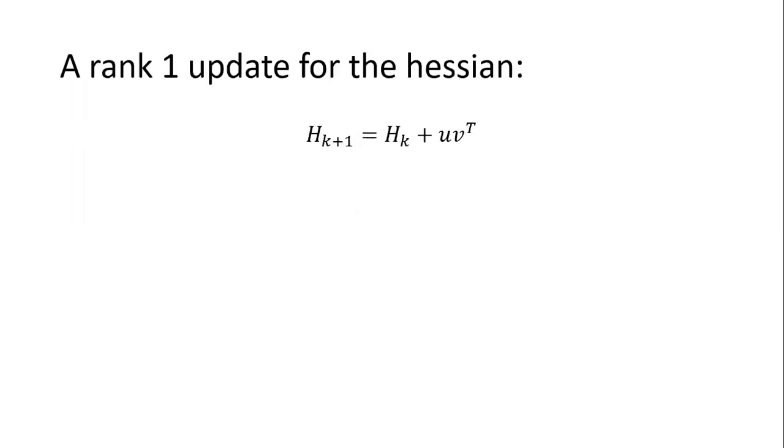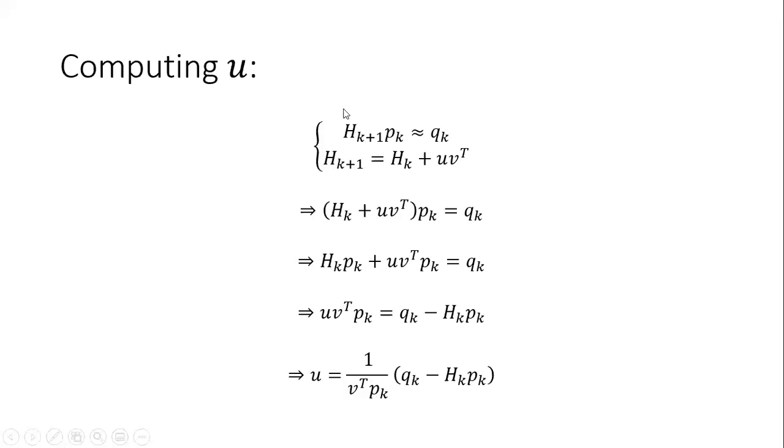So we will use a rank-one update for the Hessian. We have Hk plus 1 equals Hk plus a rank-one matrix. The rank-one matrix can be written as a multiplication of a column vector u with a row vector v transpose. And we have to find u and v.